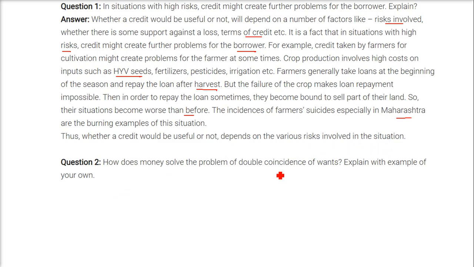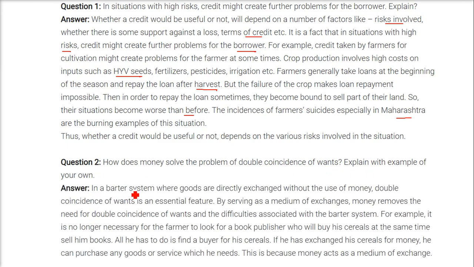How does money solve the problem of double coincidence of wants? Explain with an example of your own. This double coincidence of wants happens in the barter system. In a barter system, when goods are directly exchanged because there is no money involved, double coincidence of wants is a necessary and essential feature. By serving as a medium of exchange, money removes the need for double coincidence of wants and also the difficulties associated with the barter system.